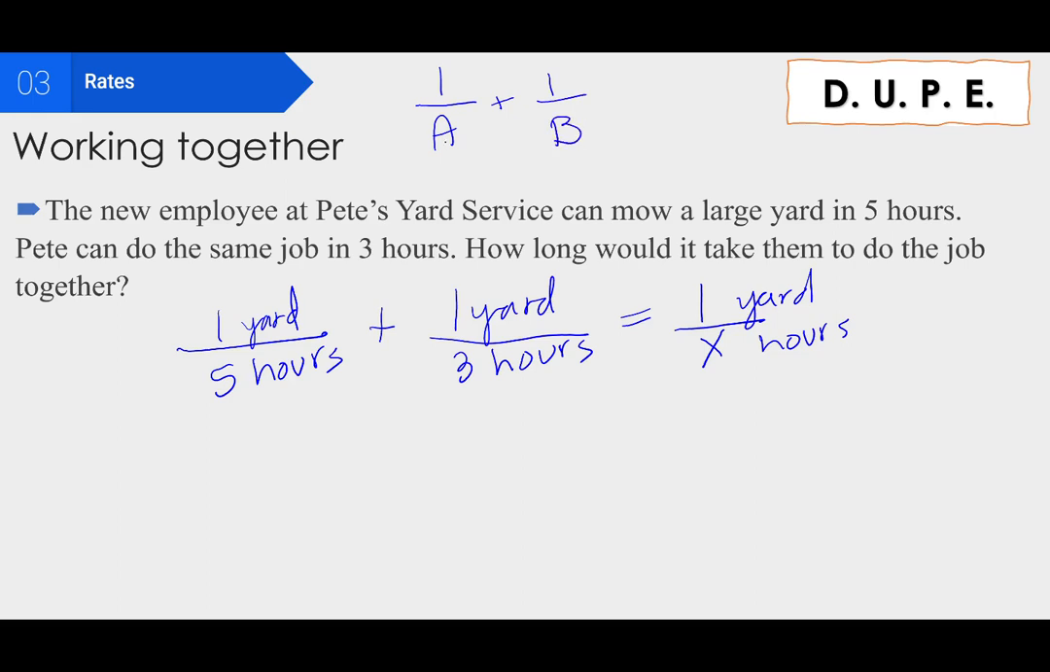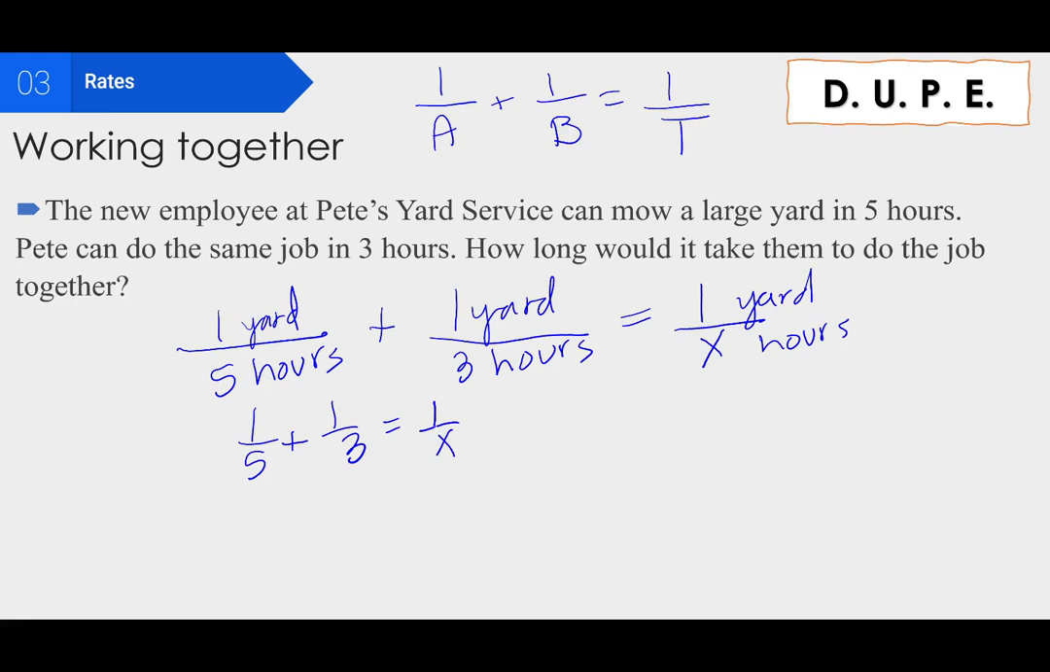It is A is the employee and B is Pete, and then 1 over the time together. So lots of fractions involved. If they have ways that they like to use, like the magic eraser we talked about before, multiplying by common multiple, there's ways you can get rid of the fractions or you can leave them. Let's go ahead and solve this one. 1/5 plus 1/3 equals 1 over x, just writing it without all the words.